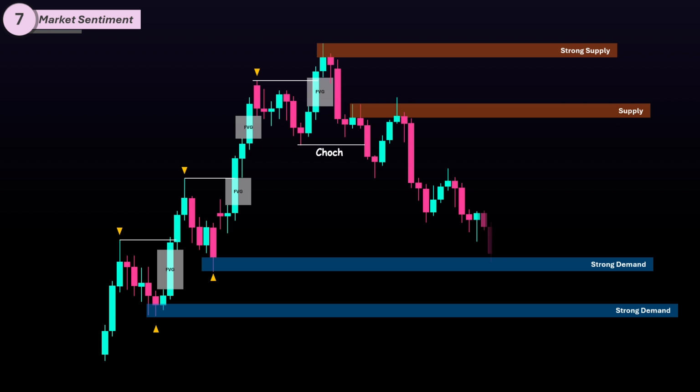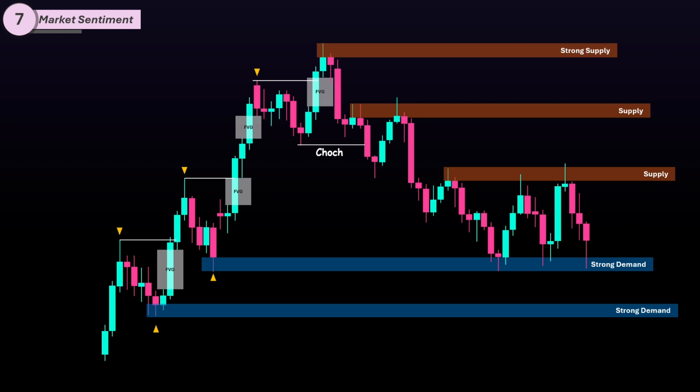From there, price continues moving downward, forming new supply zones until it reaches the next unmitigated demand area. At this point, a battle between supply and demand occurs. Sometimes, this results in consolidation and a ranging market between these two zones. A break above or below the range will determine which side gains control.